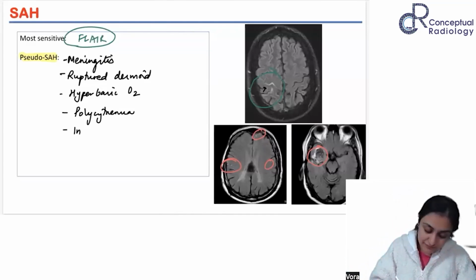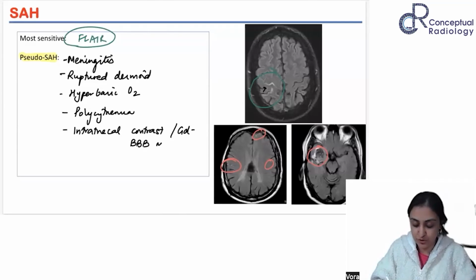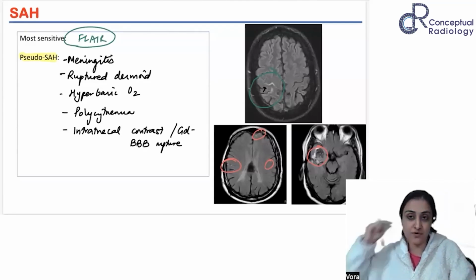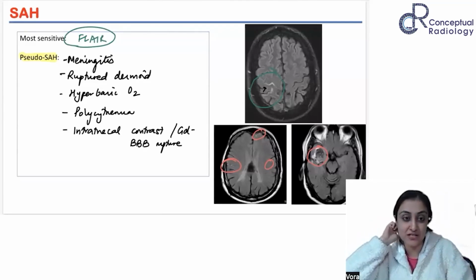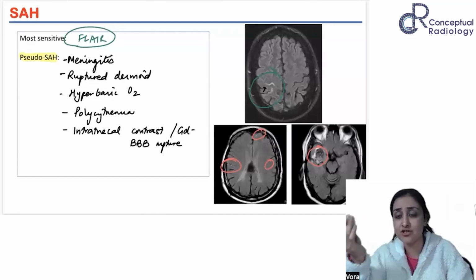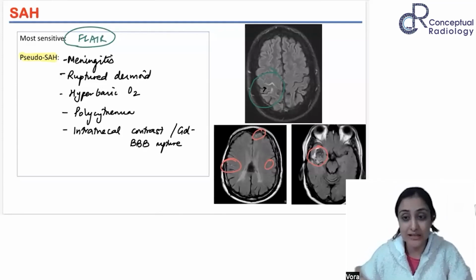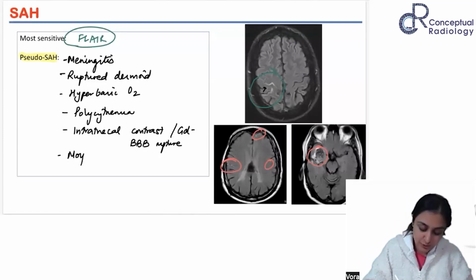If there is contrast, intrathecal contrast, either you have injected or you have given intravenous gadolinium where the patient has had a rupture of blood-brain barrier. If the disruption of blood-brain barrier is there for any reason, that can result in this. Moya, very rarely, if you have collaterals, they may present like this if there are too many collaterals. So yeah, moya as well.